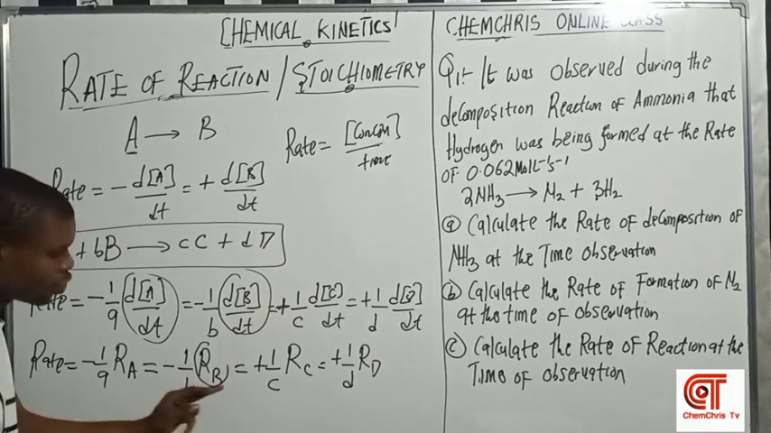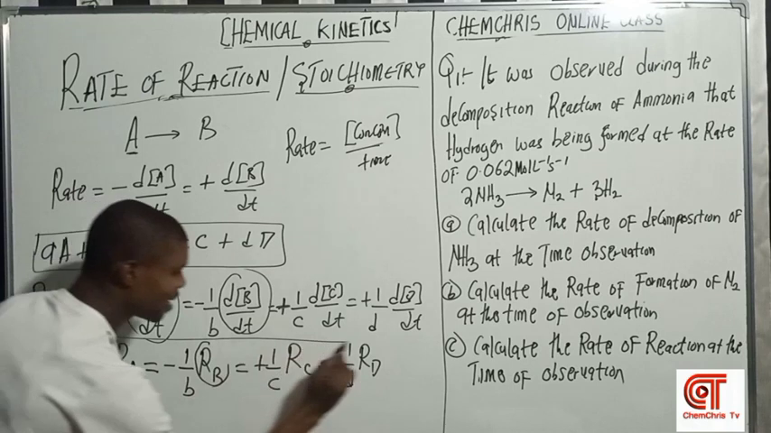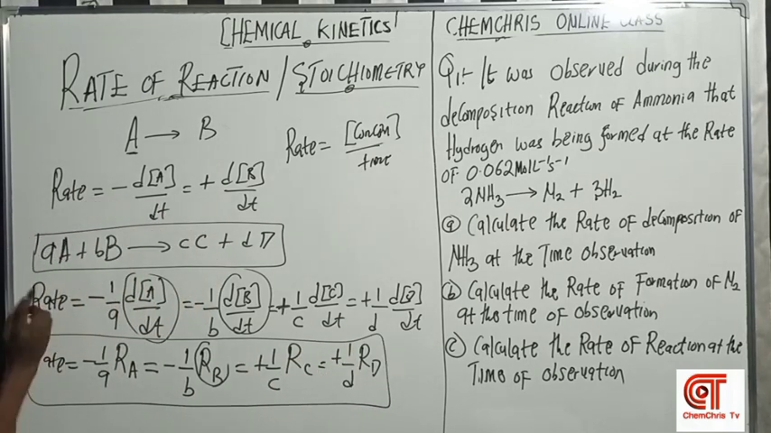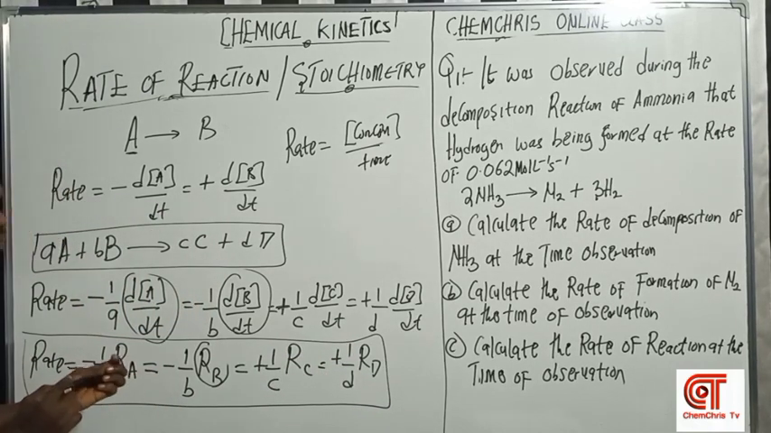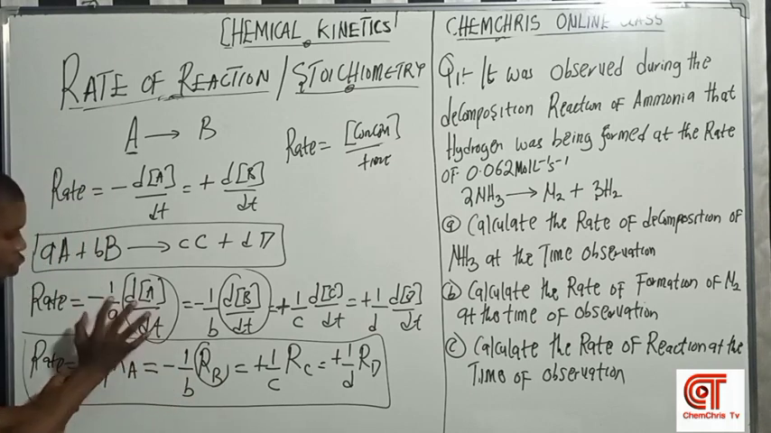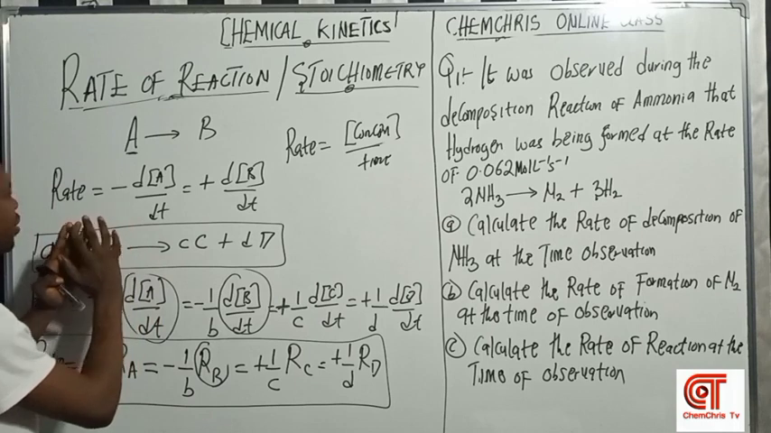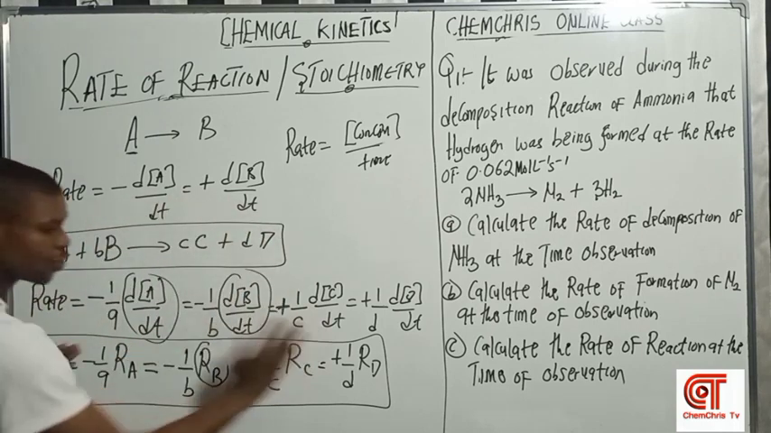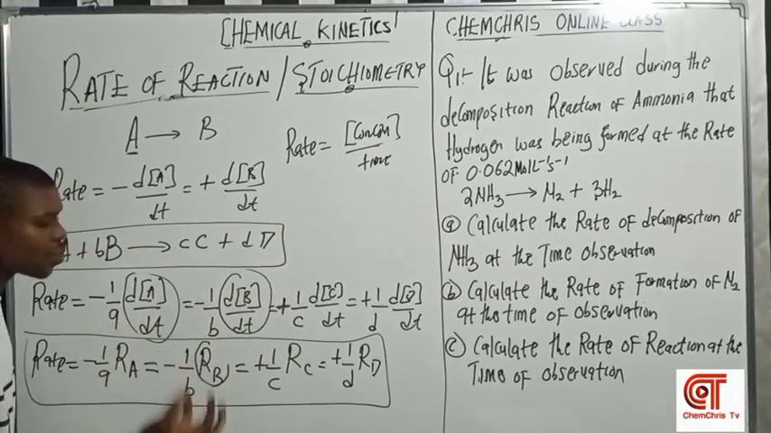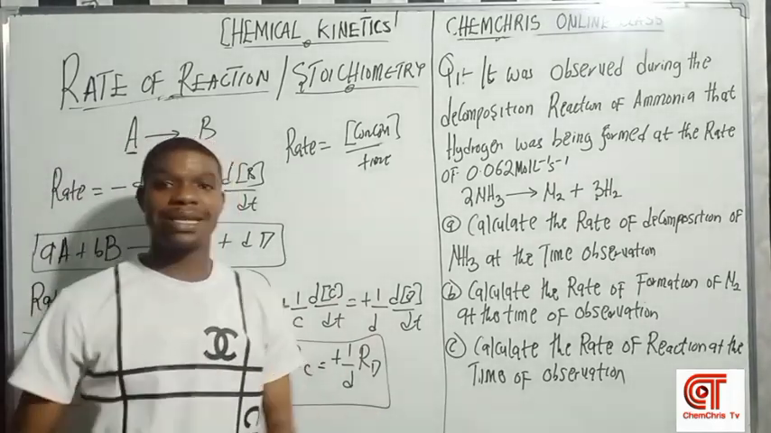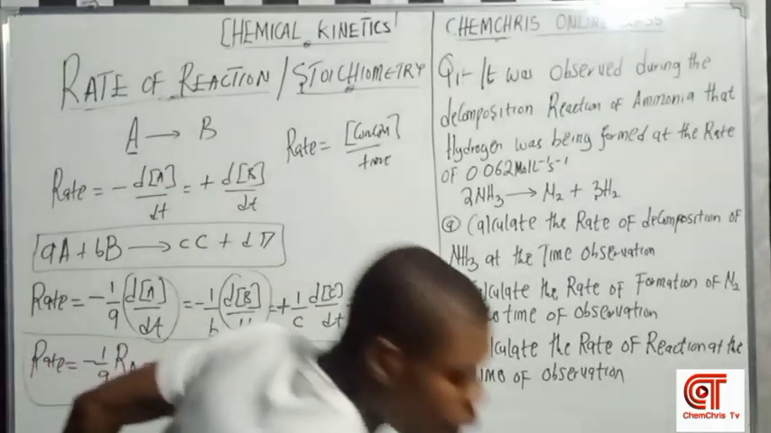Now, what I want you to understand is that this is the same thing as this other one here. Do you understand? So this is just a way, and this is called the general equation: how to write the rate of reaction for a general reaction. With this one, they can ask you so many questions, so you have to put this down.